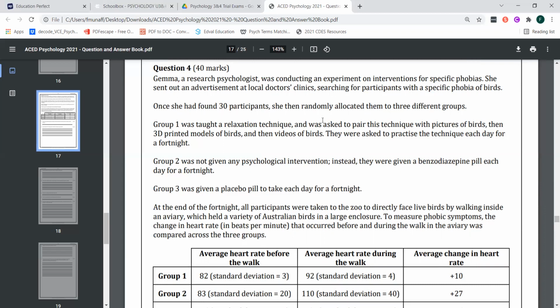Okay, interesting question. Even though I uploaded the 2021 exam, I didn't actually properly look through it. So that's why I was shocked when I actually saw this 40 marks question, which is funny. But it's a good, challenging question to be exposed to.